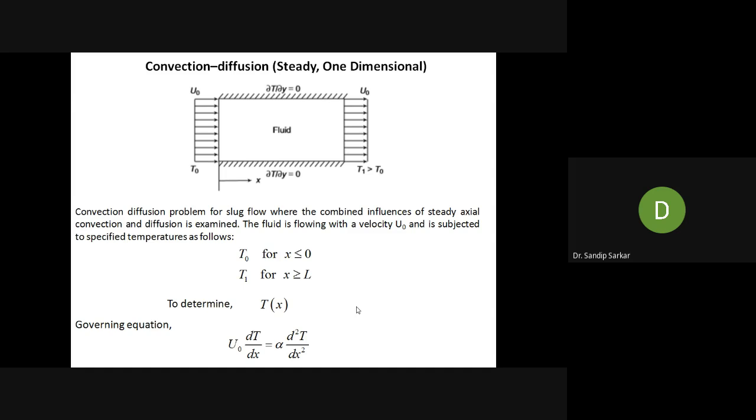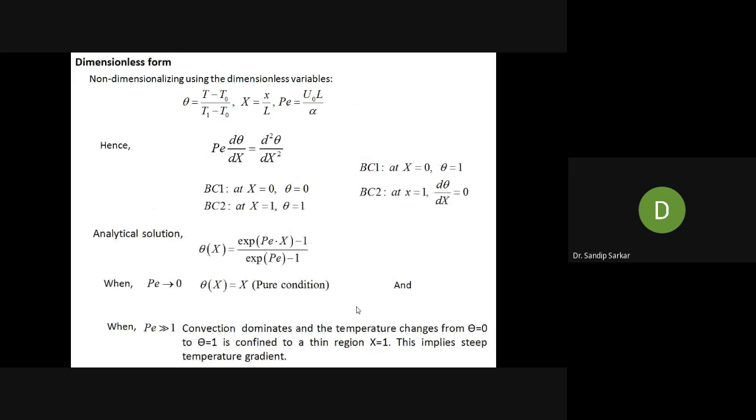Now what we have to do, again we have to make the governing equation dimensionless. So let us introduce, like we did earlier, a non-dimensional scale, theta, a dimensionless temperature. Basically, T minus T naught divided by T1 minus T naught, where T1 is the outlet temperature, T naught is the inlet temperature. So we are making the temperature dimensionless with respect to T minus T naught by T1 minus T naught. X equal to small x by L. Similar thing.